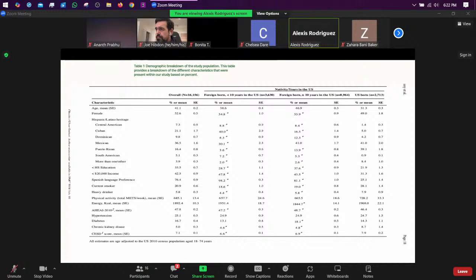breakdowns between the foreign-born with less than 10 years in the United States, the foreign-born with 10 or more years in the United States, and then US-born participants, who make up the minority of this study. And then on the left, there's also an overall percentage of all these characteristics.